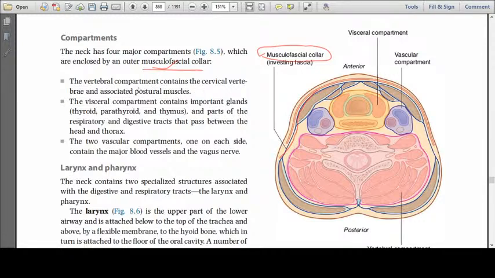What are the compartments? Number one is the vertebral compartment, which, as the name suggests, consists of the vertebra and the muscles associated with it. And there's something called the visceral compartment. It will ultimately contain the thyroid gland, parathyroid gland, and thymus.